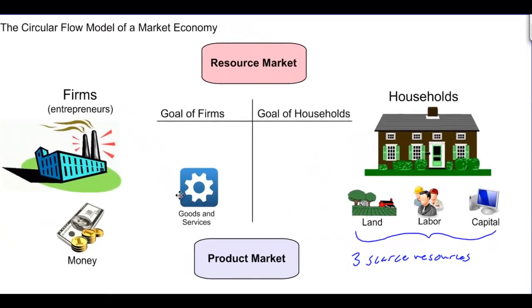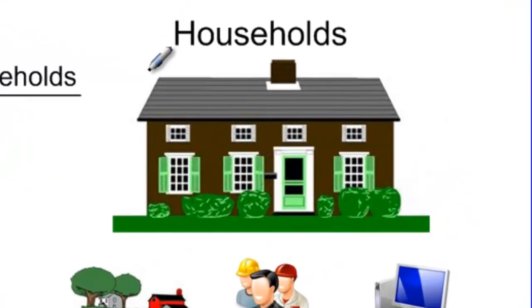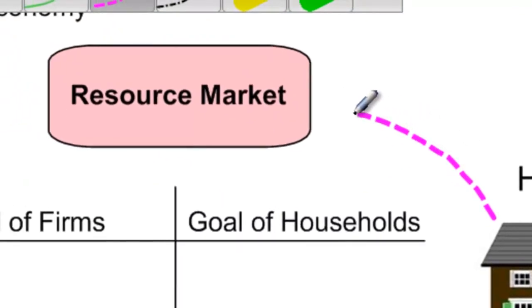We see that households possess three productive resources: land, labor, and capital. We must exchange these resources in the resource market. So the first flow that we're going to illustrate in our circular flow is the flow of resources from households to firms in the resource market.